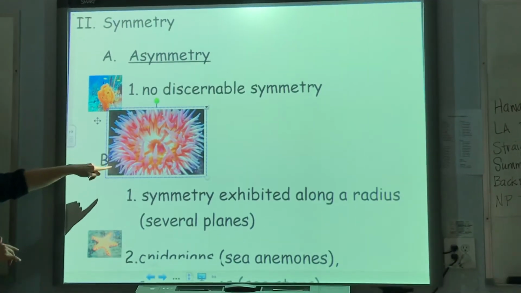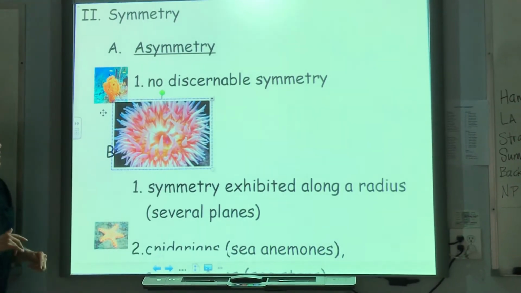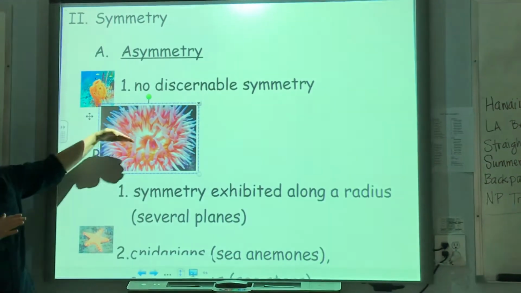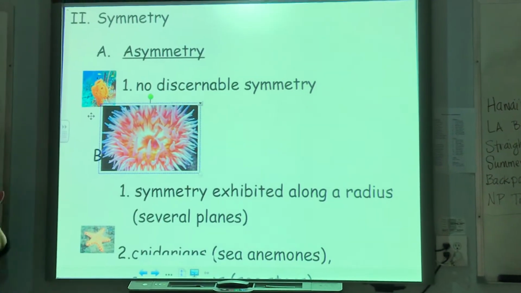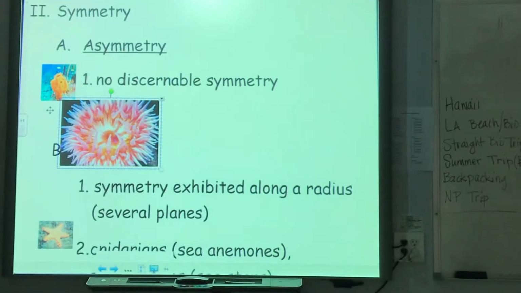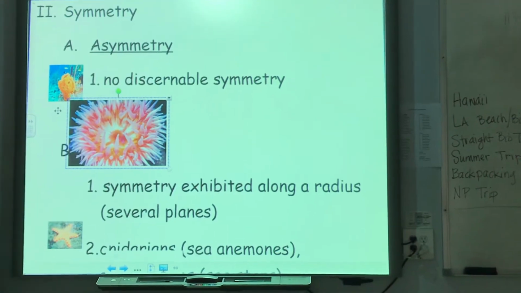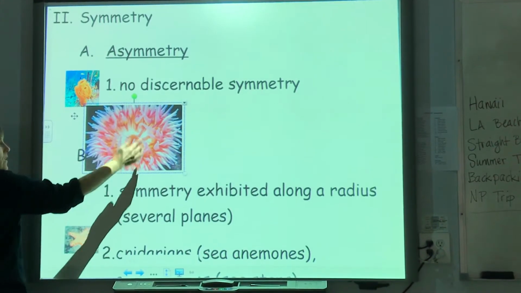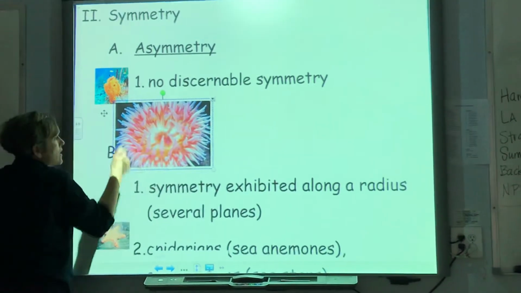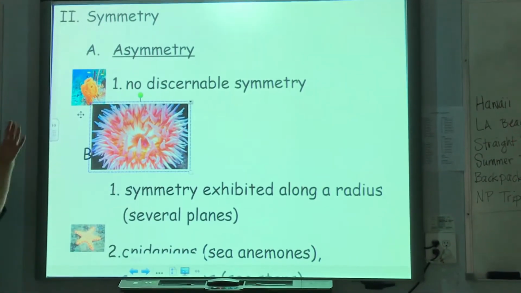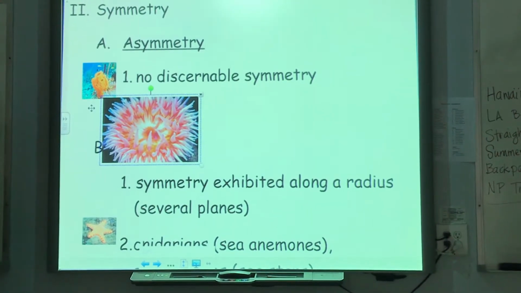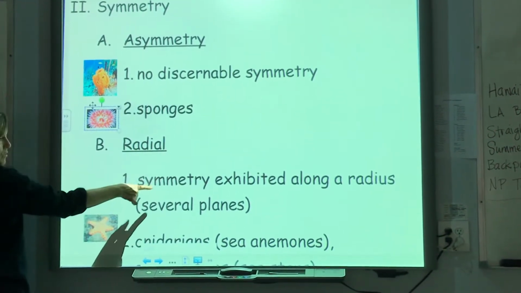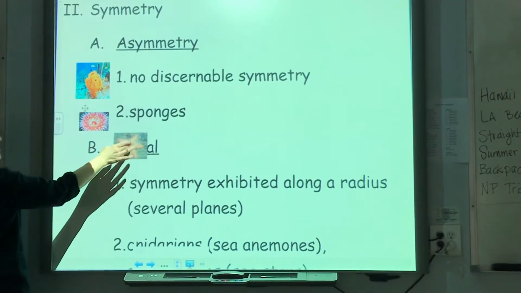Okay, radial symmetry is a situation where you can draw an infinite number of lines of symmetry, and all those lines of symmetry are based on the radius of the animal. So clearly these are cylindrical or circular shaped animals. Okay, so for instance, a sea anemone. I can draw a line through here that makes one half that looks exactly like the other half. I can draw my line here. Makes one half exactly like the other half. Here, here, here, here. An infinite number of lines of symmetry here, okay? That's radial symmetry. So radial symmetry is symmetry exhibited along a radius, so there are several planes.